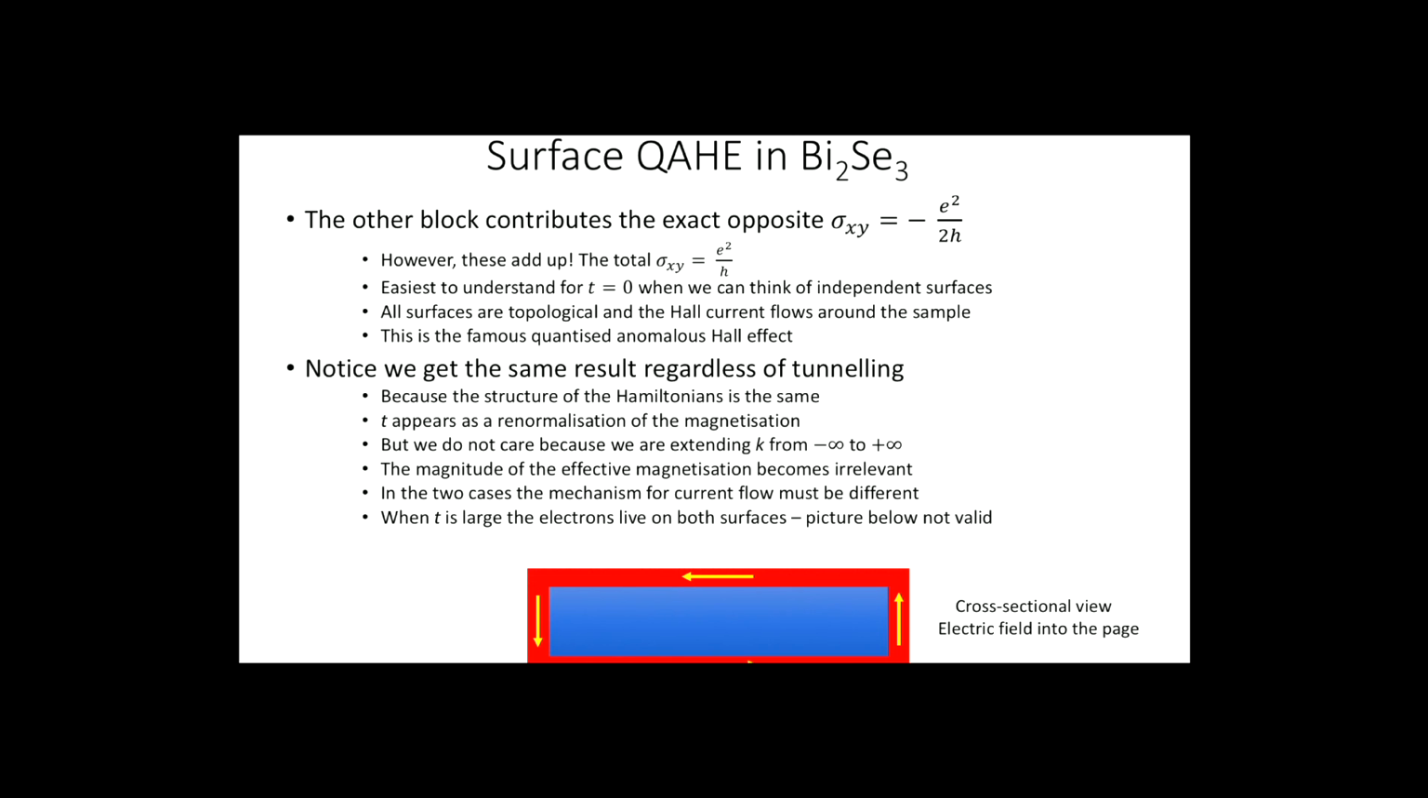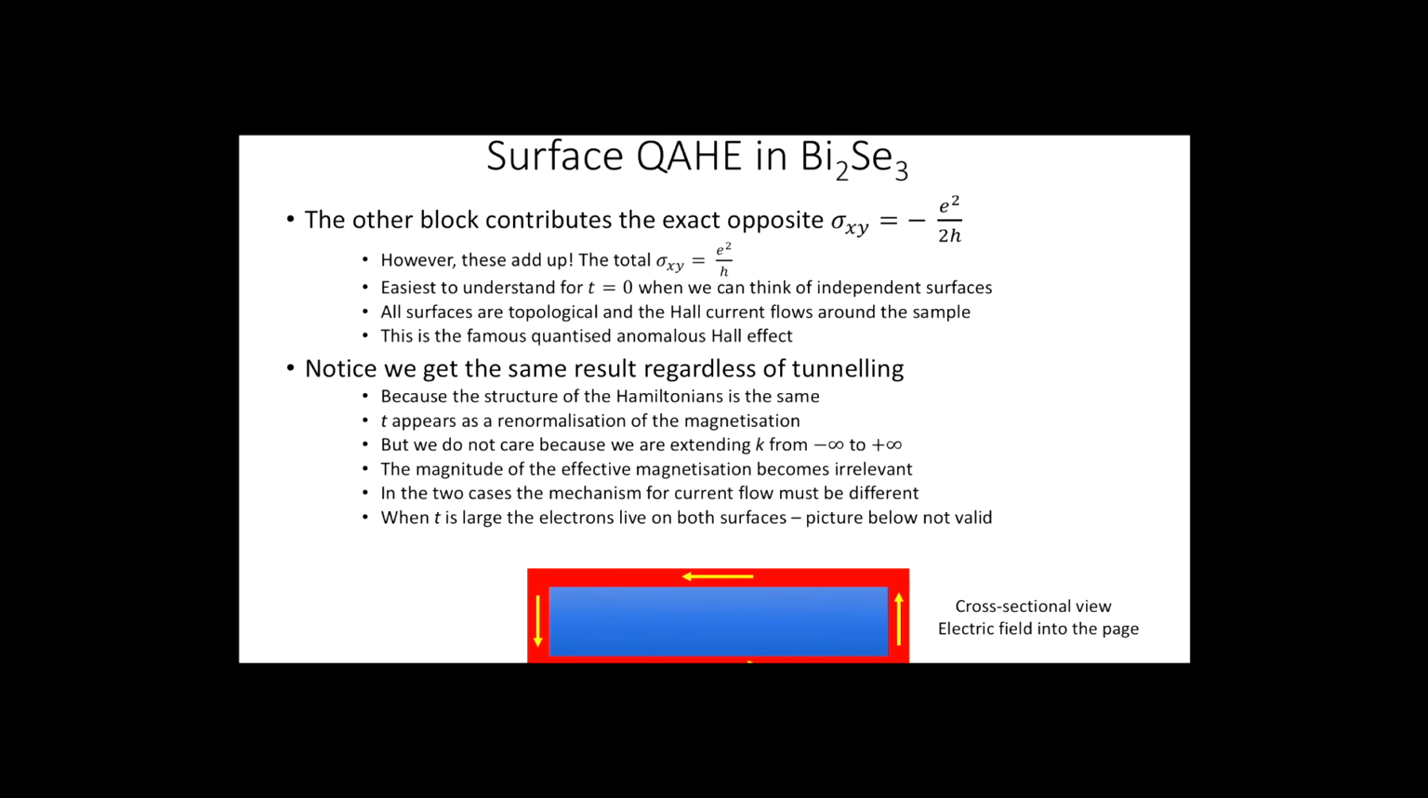The other block has minus the Rashba Hamiltonian. The other block will give you the opposite, so it will give you minus e squared over 2h. So then you'll think, hold on, this is not good. I get e squared over 2h from one part, minus e squared over 2h from the other part. This can't possibly be right.